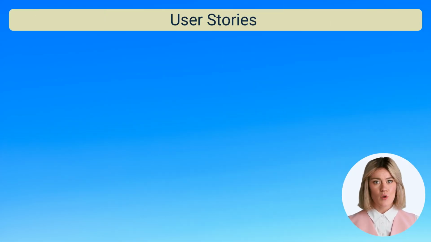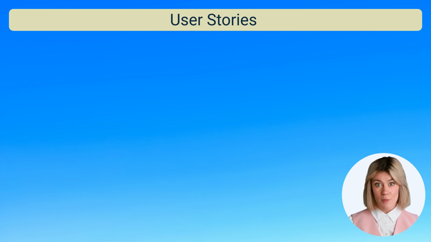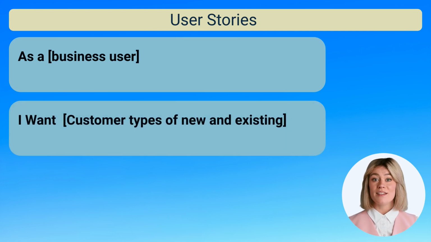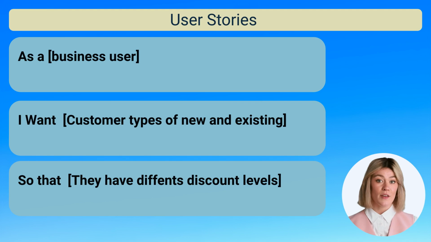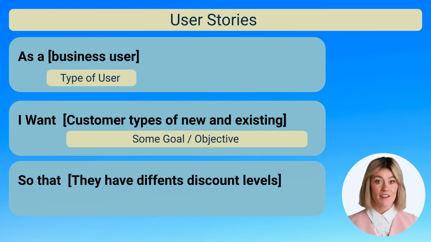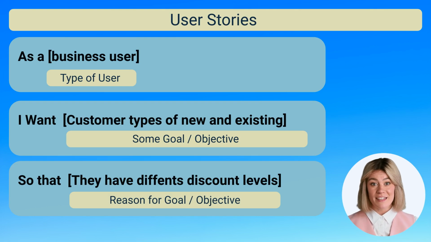User stories are short, simple descriptions of a feature or function written from the end user's perspective. They typically follow a simple format. For example, as a business user, I want customer types of new and existing so that they have different discount levels. You can see from this that a typical format of a user story is, as a type of user, I want some goal or objective, and this is the reason I need this feature.